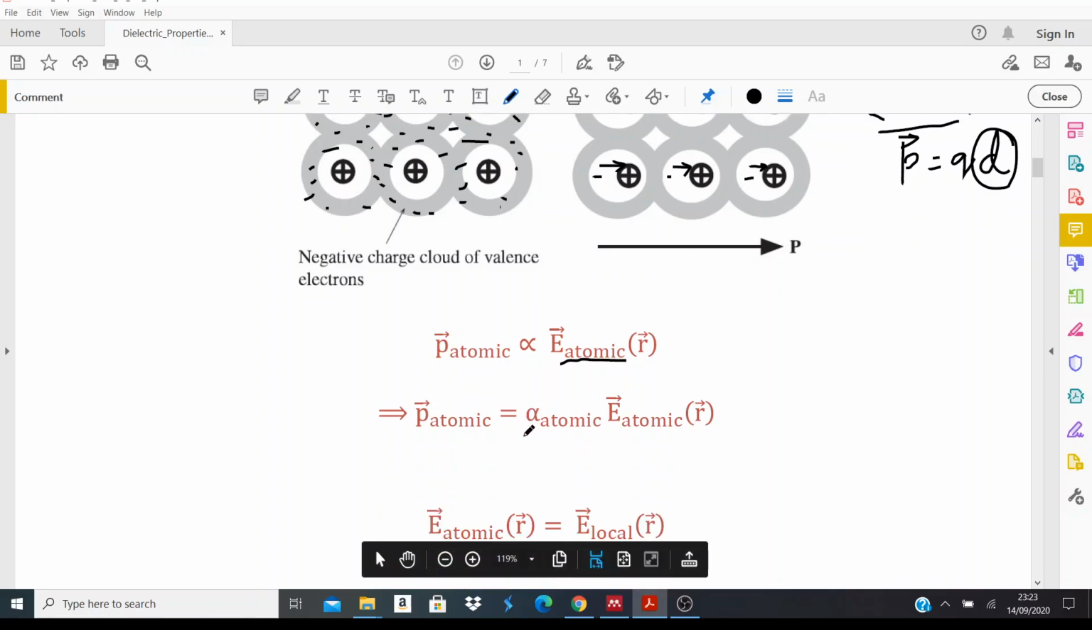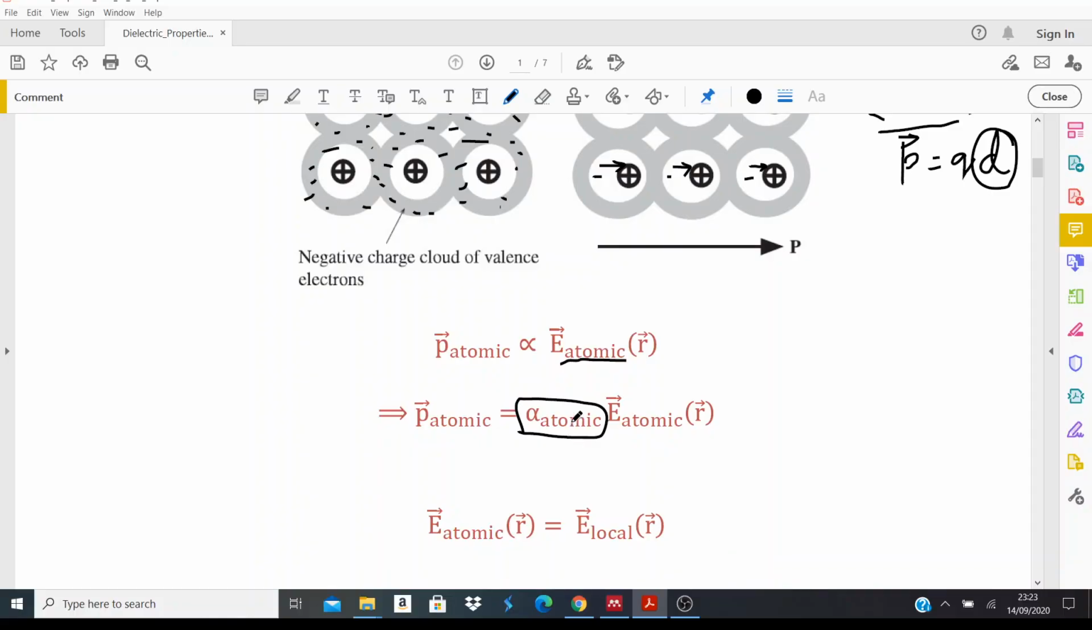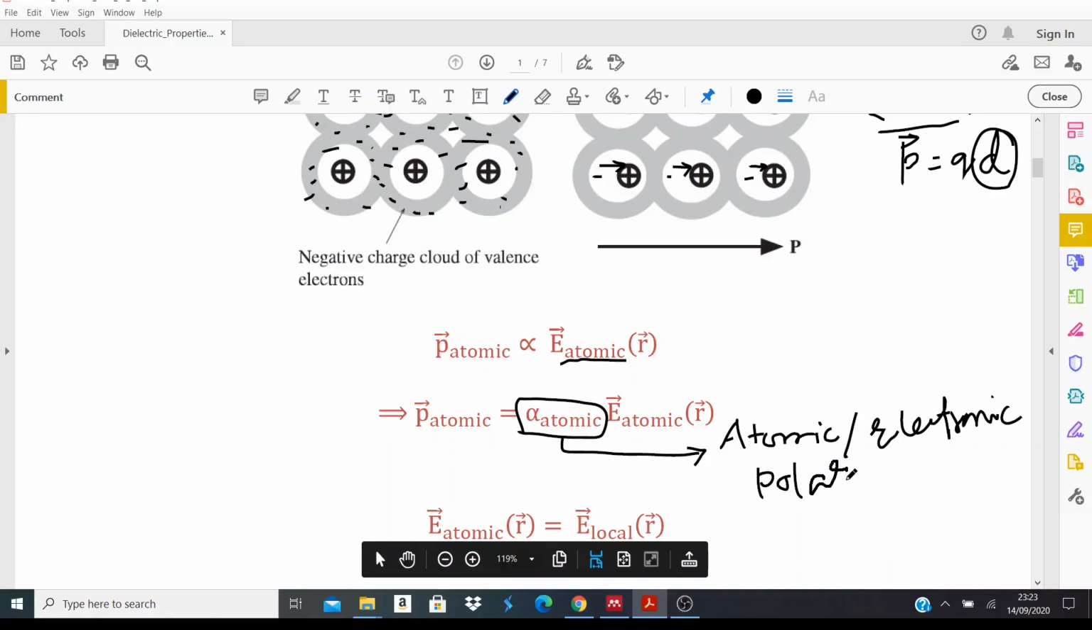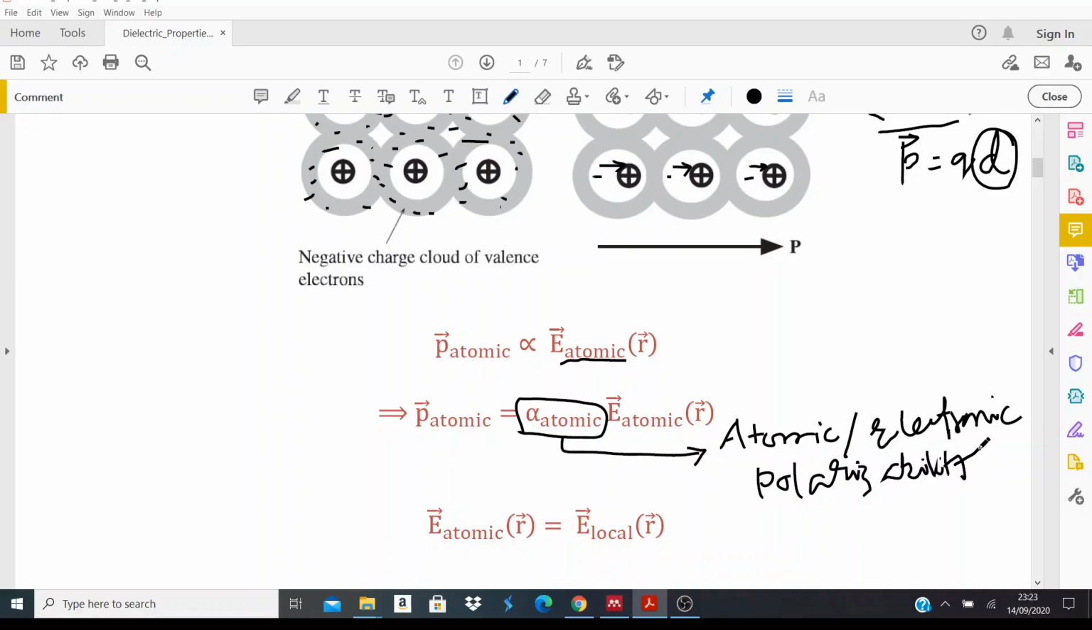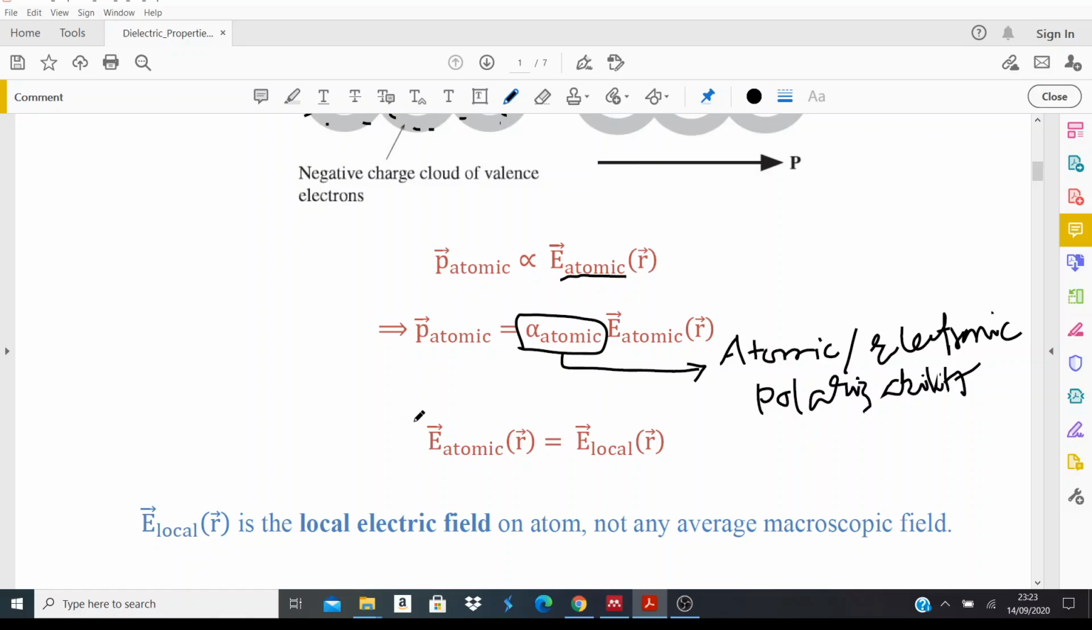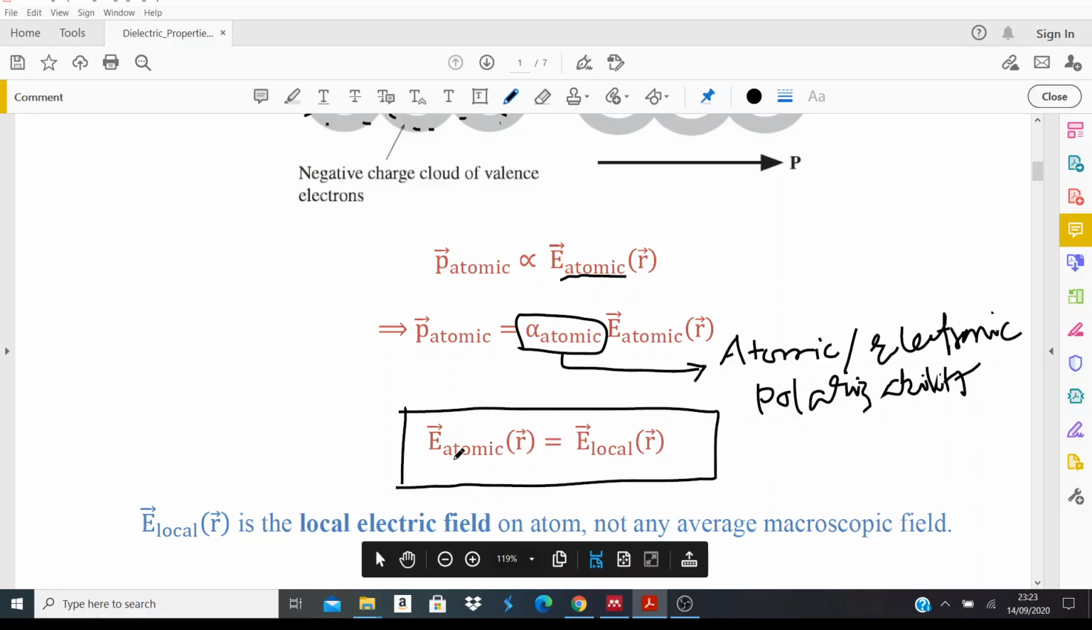So that's why the local electric field, the atomic electric field, is proportional to the dipole moment. And the proportionality constant is usually denoted by alpha, and as we are discussing atomic polarizability, this should be alpha atomic. So this is atomic or electronic, whatever you say; in some books they will say electronic polarizability of the material.